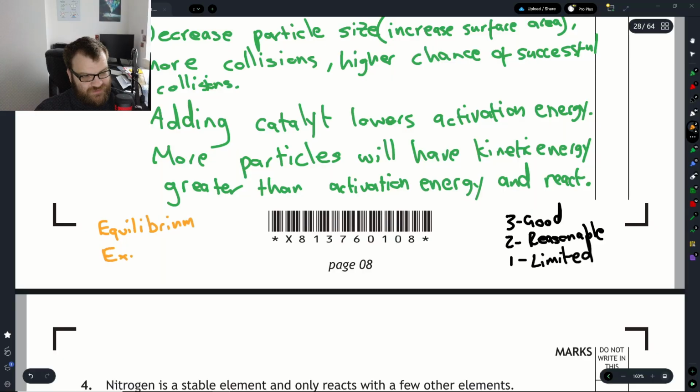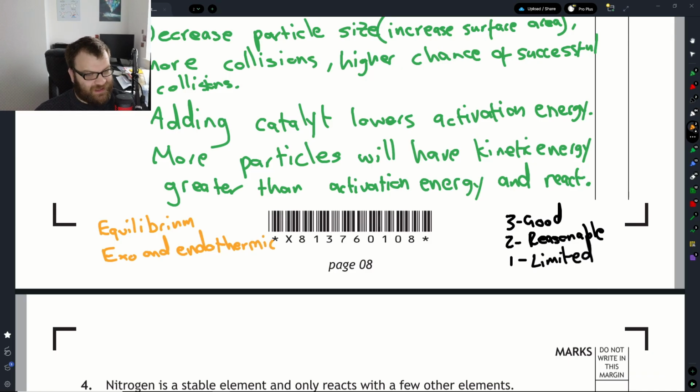Talk about endothermic reactions. They're favoured by different temperatures. The conditions, again, favour one way or the other. And there's probably some other ones that I'm missing. But as I said, we only want a good answer to pick up our 3 marks.